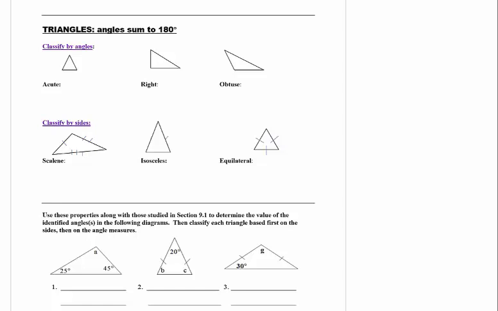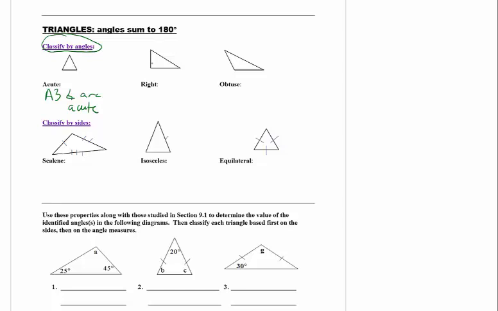Next, we're going to categorize our triangles. Remember, they always have angle measurements that add up to 180 degrees. So the first classification we're going to look at is by angles. If we call a triangle an acute triangle, it means all three angles are acute. And remember, acute means between 0 and 90 degrees. So all three angles are smaller than 90 degrees.